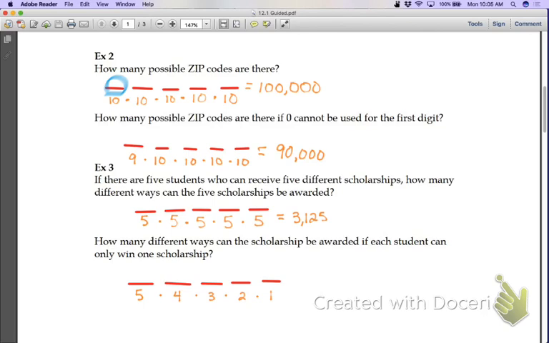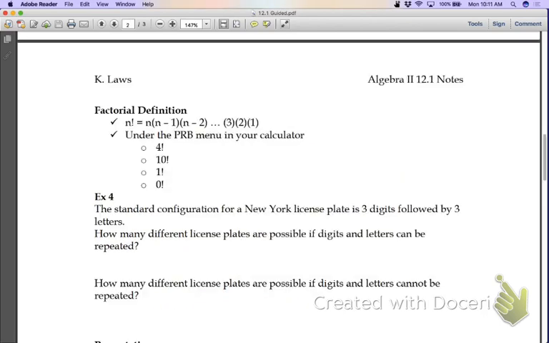And it goes from being 3,125 to 120 possibilities. Now, the next part deals with what's called the factorial definition.